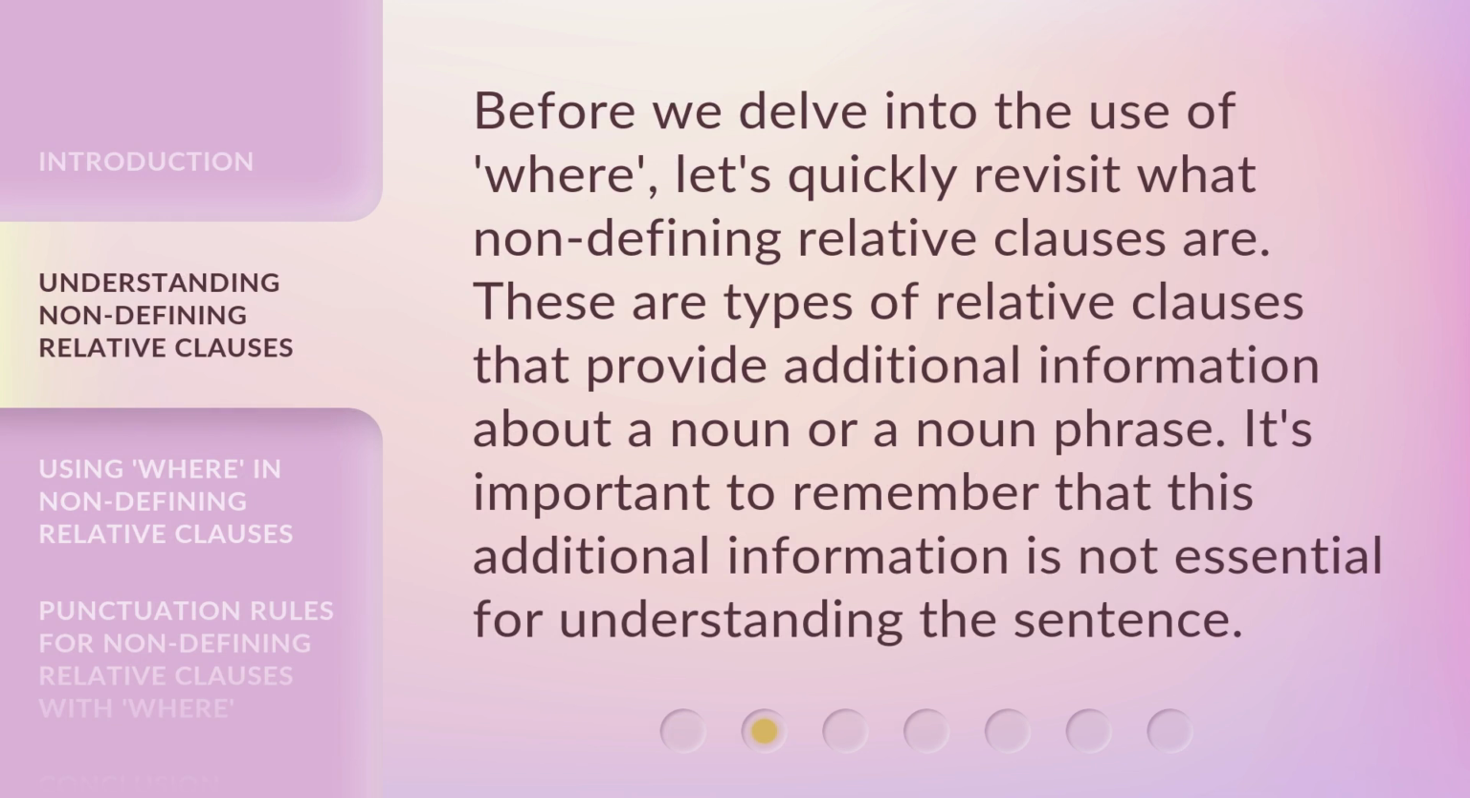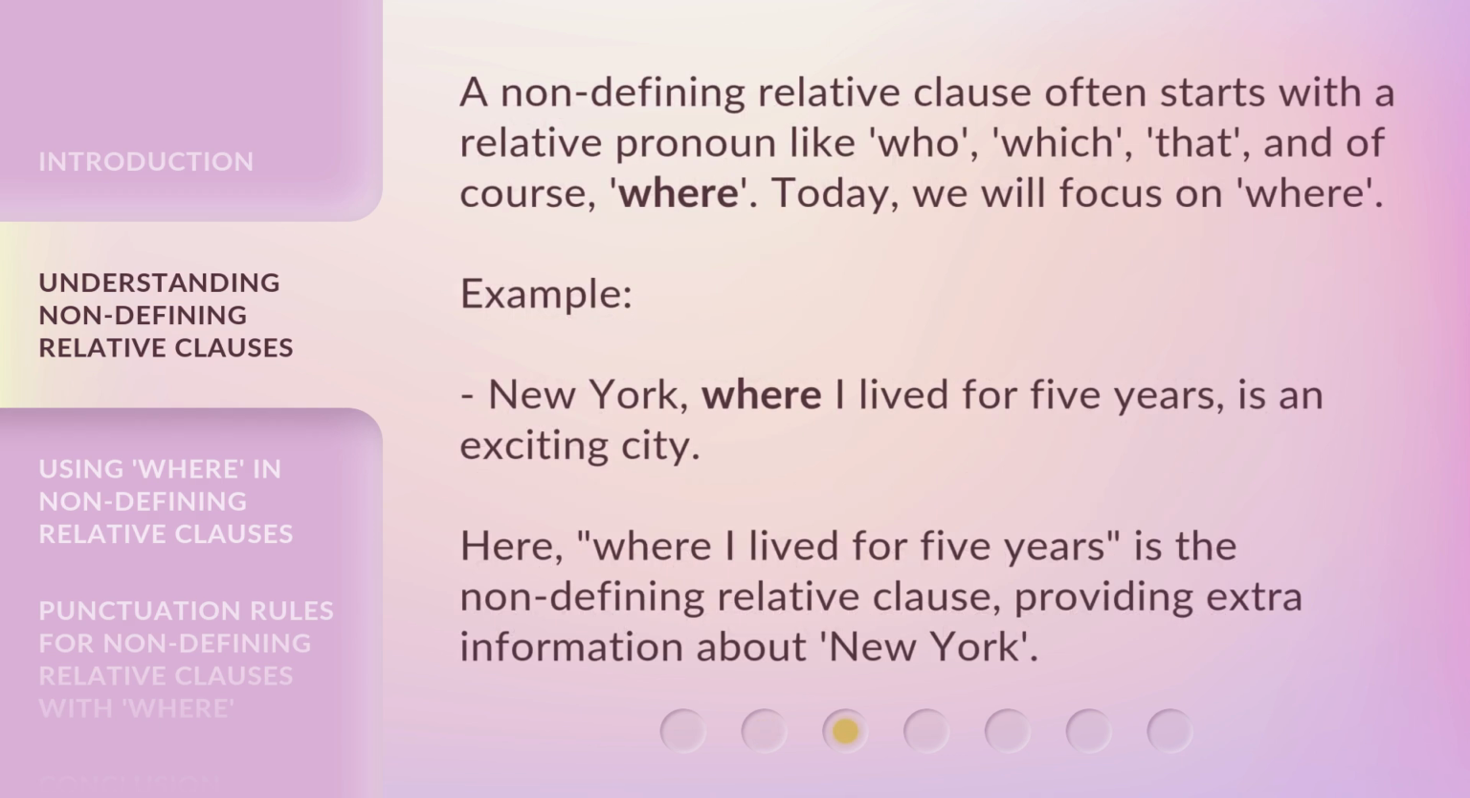Before we delve into the use of where, let's quickly revisit what non-defining relative clauses are. These are types of relative clauses that provide additional information about a noun or a noun phrase. It's important to remember that this additional information is not essential for understanding the sentence. A non-defining relative clause often starts with a relative pronoun like who, which, that, and of course, where. Today, we will focus on where.